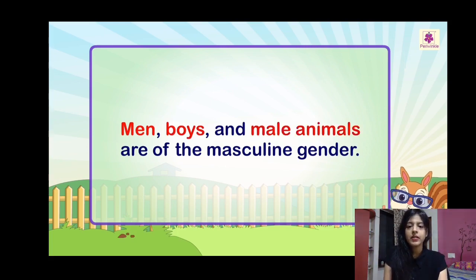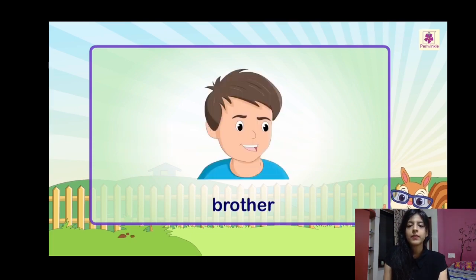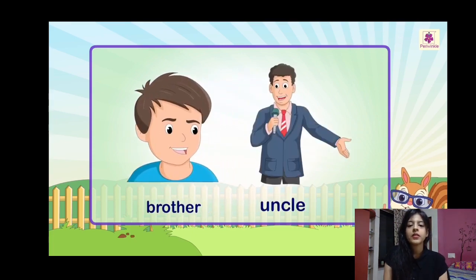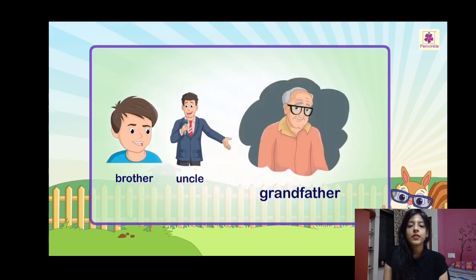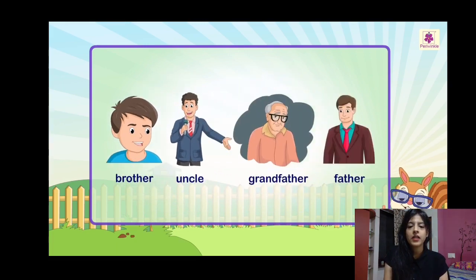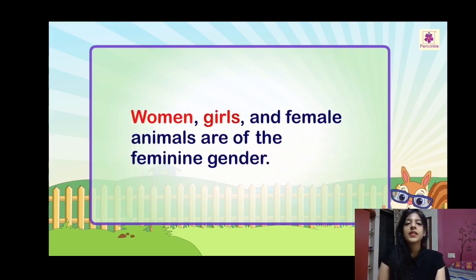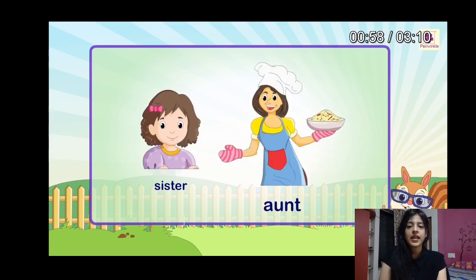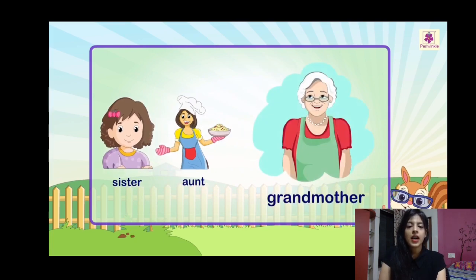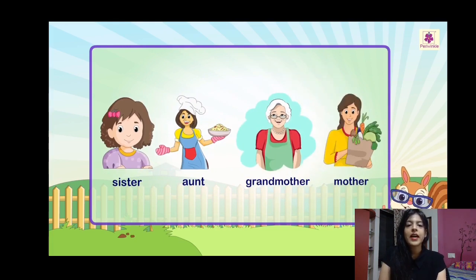For example, brother, uncle, grandfather and father. These are some examples of masculine gender. Similarly to masculine gender, women, girls and female animals are of feminine gender. So the female parts are called feminine genders. For example, sister, aunt, grandmother and mother.